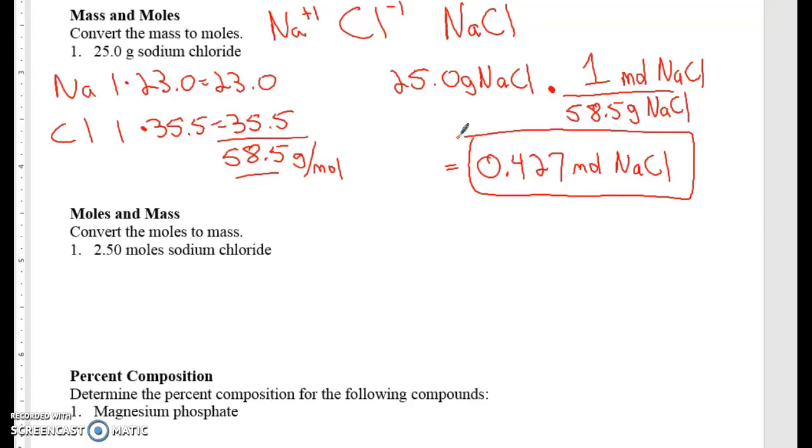I was saying it was a little less than half a mole, and that's what we got, 0.427 moles of NaCl. Now pay attention to significant digits. 25.0 has 3 significant digits. So we have to round our answer off to have 3 significant digits, and that's what 0.427 has.